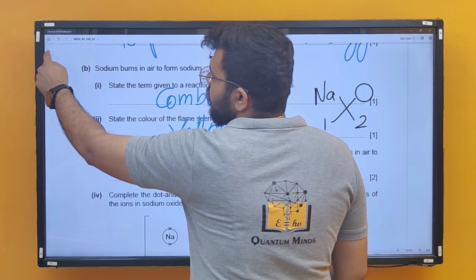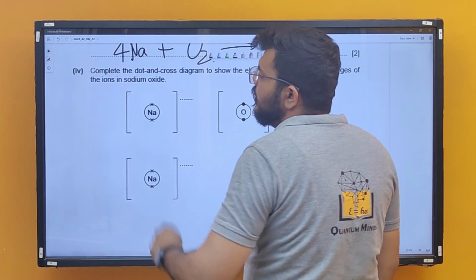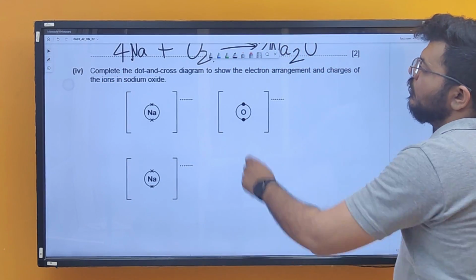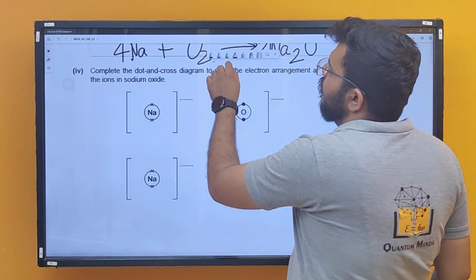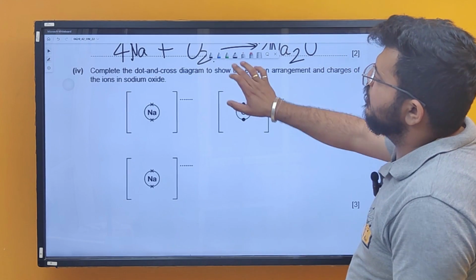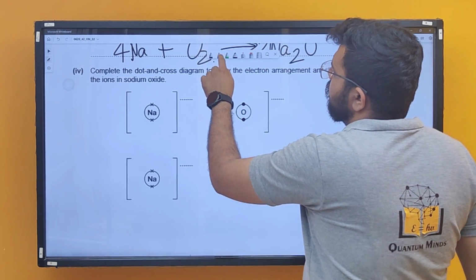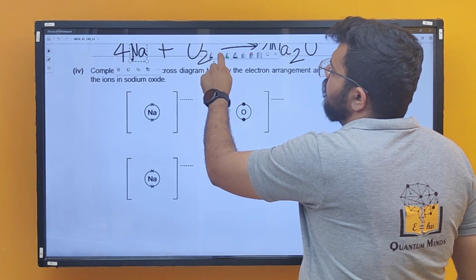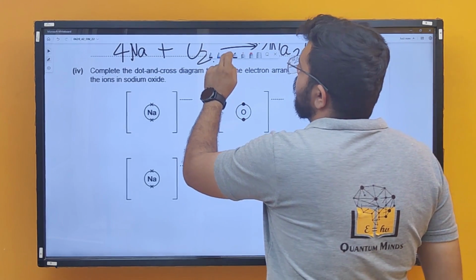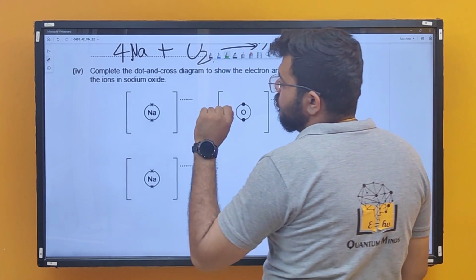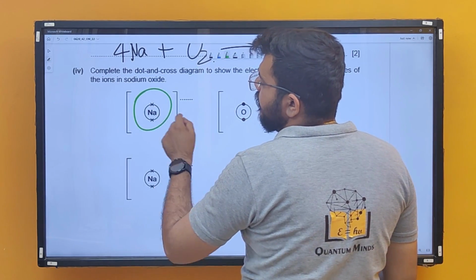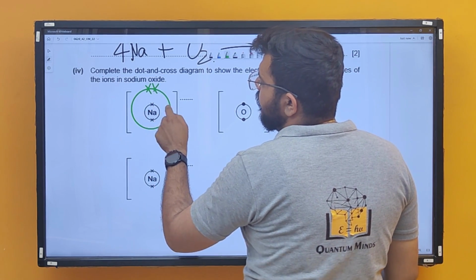Then we have the next question. Complete the dot and cross diagram to show the electron arrangement and charges of the ions in sodium oxide. Okay, yes, sodium oxide. So sodium, Na, right, has 8 electrons.